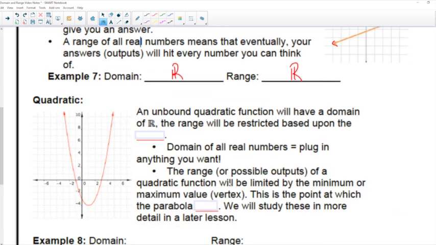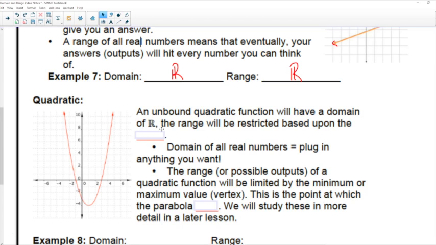All right, quadratics. Quadratics also have a pattern that's going to be predictable, that you're going to be able to count on every single time. An unbound quadratic function, again, meaning it has no restrictions based on real life. If it's just a theoretical quadratic with arrows on the ends, an unbound quadratic will have a domain of all real numbers. That's nice. Same thing as what we saw before.